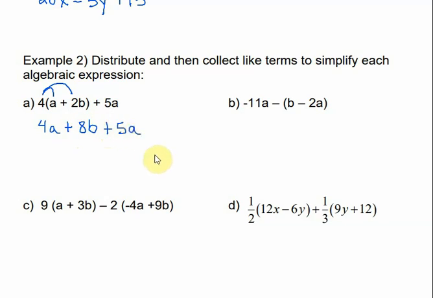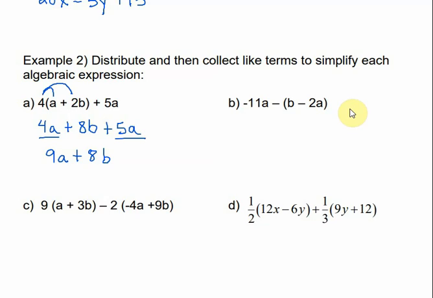Now, do we have any like terms? Yes, these two terms are alike, so let's combine them. 4a plus 5a is 9a, and then I just bring down the 8b. Now I'm done because I combined the like terms.